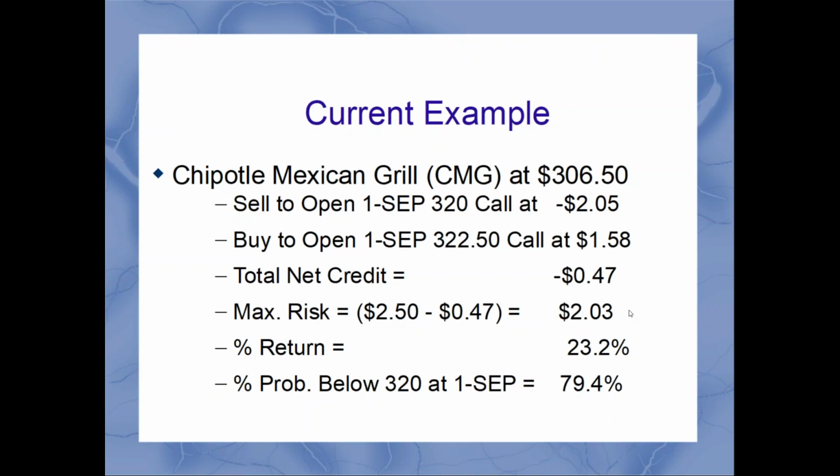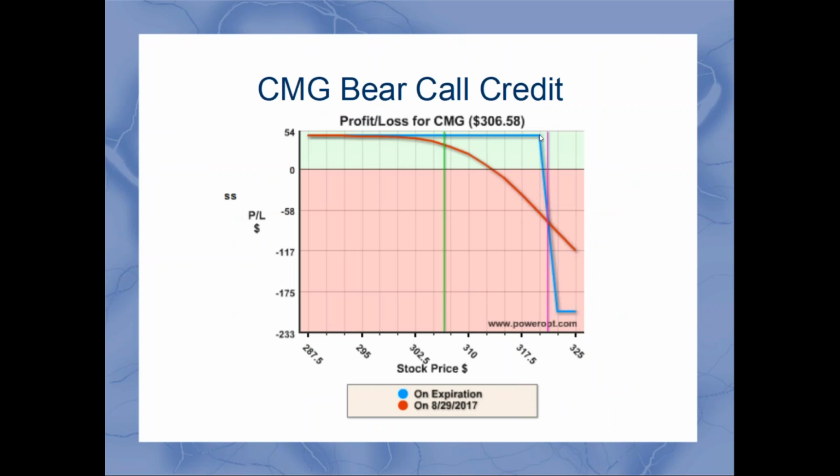The return for the margin requirement of 203 on hold, potential 47-cent max profit, 23.2% of the investment. And again, 79.4% probability below 320, which is what we want. Here's our bear call credit spread. Selling the 320 call, buying the 322.50. If all goes as planned, stock stays below 320, both calls expire worthless, margin is freed up, you keep the net credit. Stock gaps up to 325, what happens? We hit the maximum risk on the position.